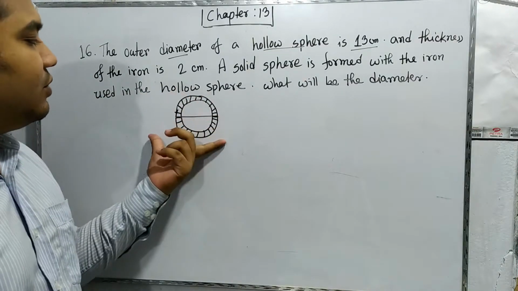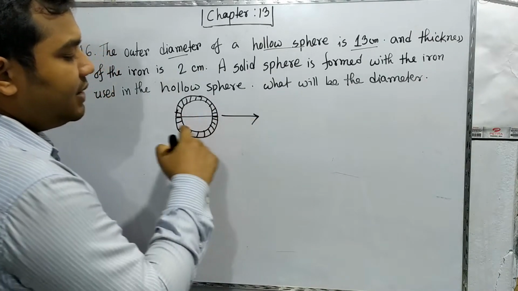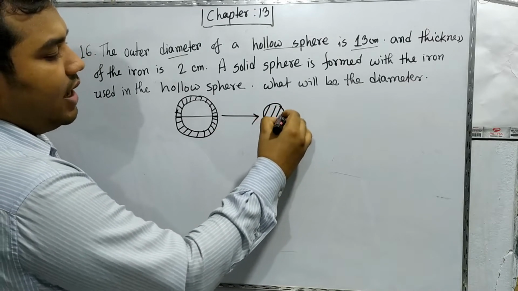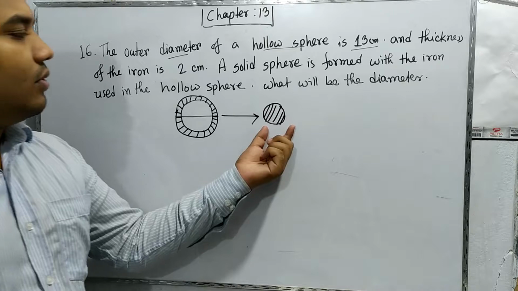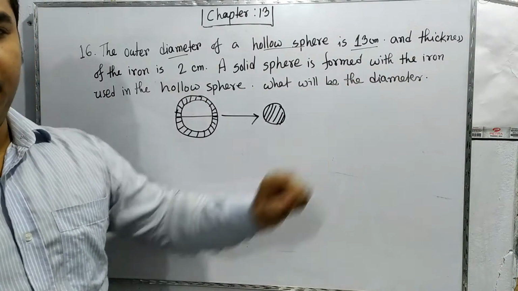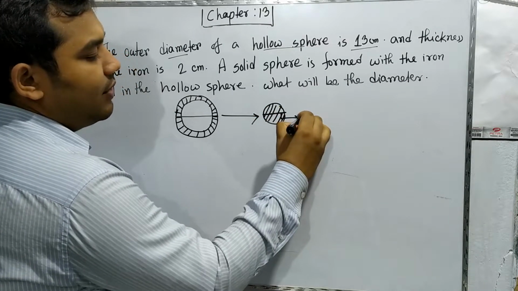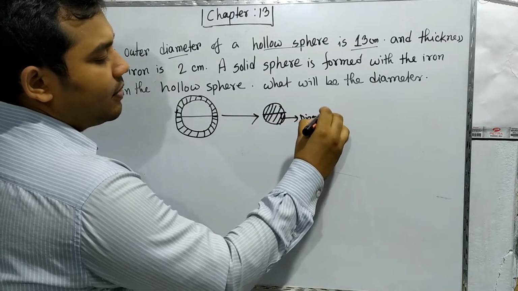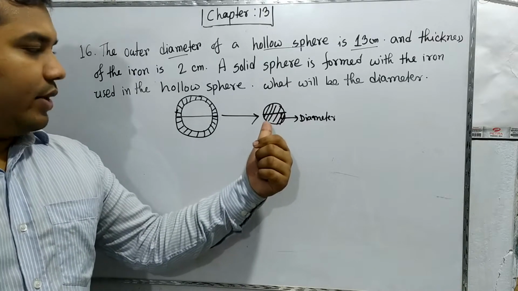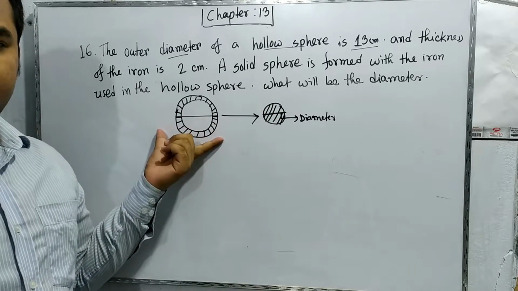the hollow sphere. So we have this hollow sphere, but we need to convert this into a solid sphere where all of the part is iron. So to find this solid sphere, what will be the diameter? We need to find only the diameter of this solid sphere, which is converted from the hollow sphere.